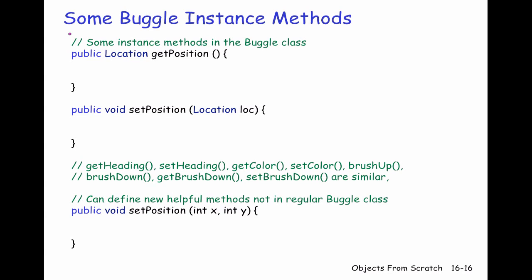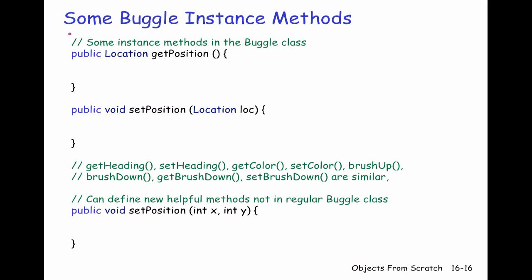This is Lynn Turback, and welcome to the second in a sequence of screencasts covering the second half of the Objects from Scratch lecture material from Friday, April 19th, 2013. In the last screencast, we saw how to write instance variable declarations and constructor method declarations for a simple Buggle class. In this screencast, we'll cover how to write instance method declarations.